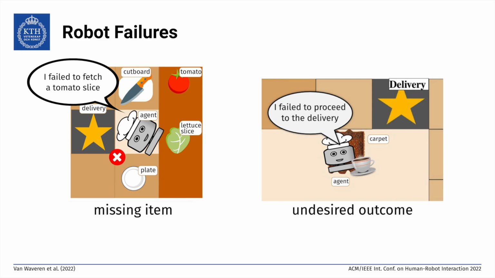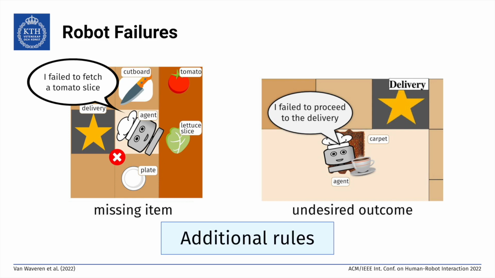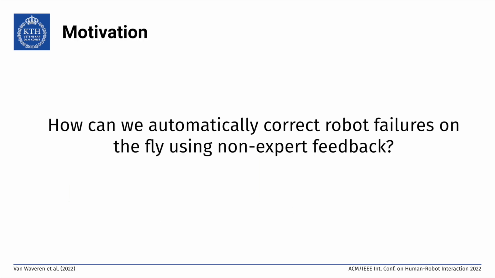Typically, such failures require costly expert intervention or substantial time or data to retrain a policy. Yet, certain failures, especially when they happen in everyday context, are also understandable by people who do not necessarily have robotics or programming experience. In such cases, these people, or non-experts, could provide additional rules to the robot that can help it prevent the failure on future occasions. We are motivated by the question: how can we automatically correct robot failures after deployment using non-expert feedback?